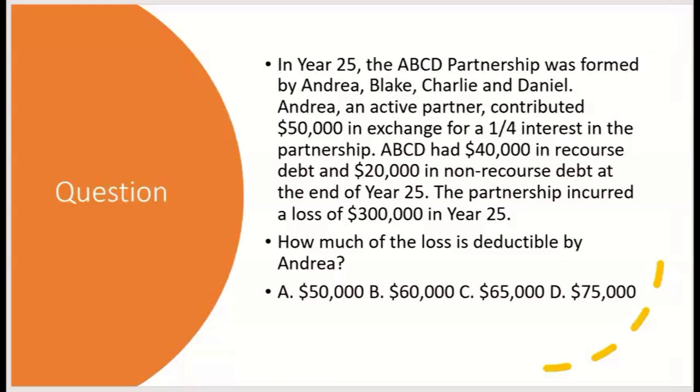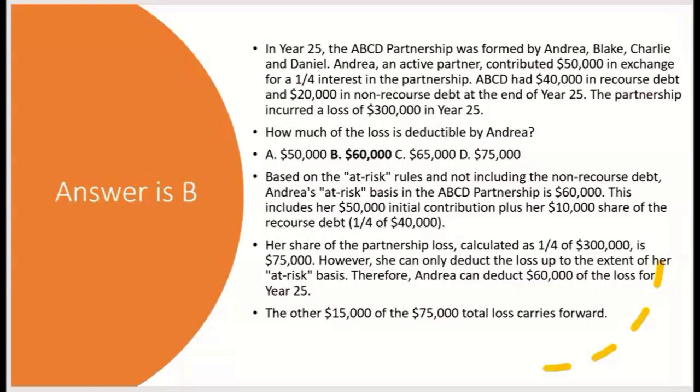Now it's going to say ABCD had $40,000 in recourse debt, and 1/4 of that belongs to Andrea, and $20,000 in non-recourse debt, and 1/4 of that belongs to Andrea at the end of the year. And the partnership incurred a loss of $300,000 in year 25. How much of the loss is deductible by Andrea? Okay, if you want to know how much of the loss she can deduct, only include the recourse debt. So the answer is B, $60,000 of the loss is deductible by Andrea.